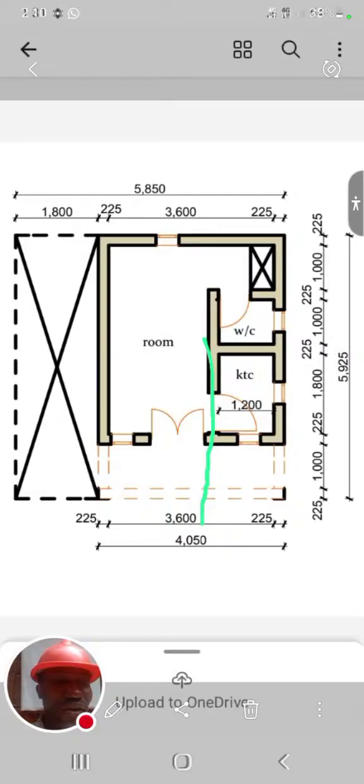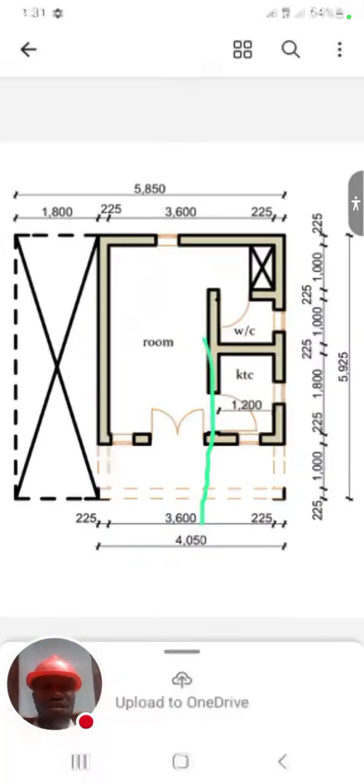You have to be able to comprehend the type of scale that is being used in that drawing. It is very, very necessary. It's going to help you to understand how massive the project is going to be in real life. So I want you to pay attention, okay?